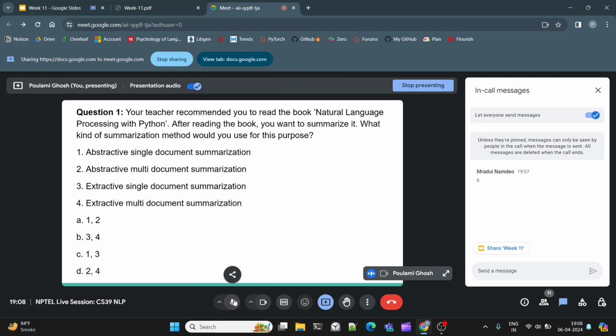Okay, so let's start by discussing this problem. Mradul has answered. So only one of you has answered. I expect all of you to just attempt the problem once. So let's hear from Madhur. So Madhur, you think the answer is C. Would you like to explain?